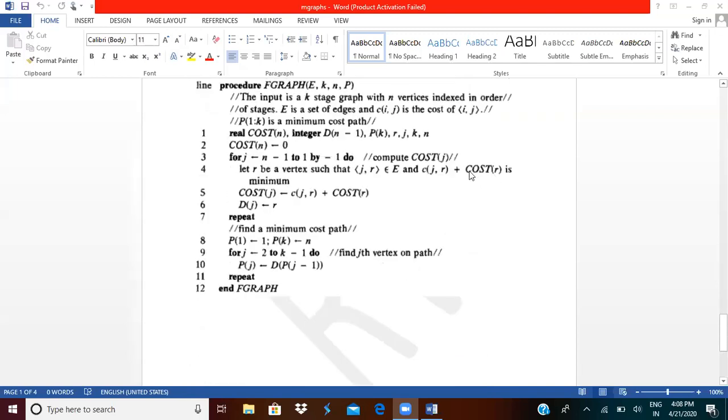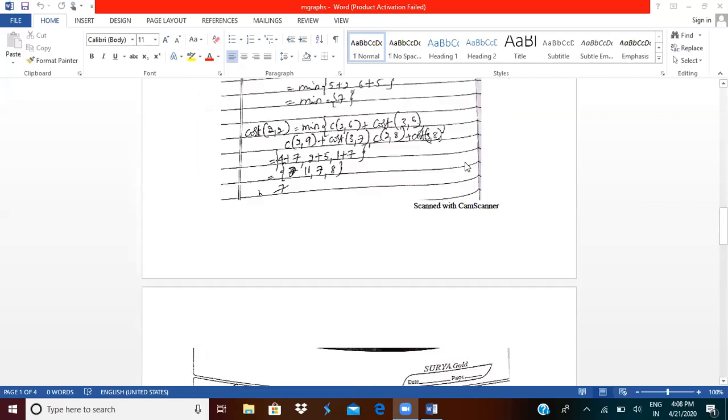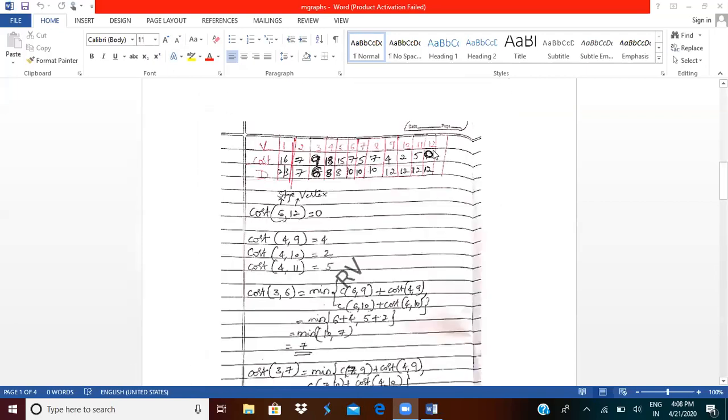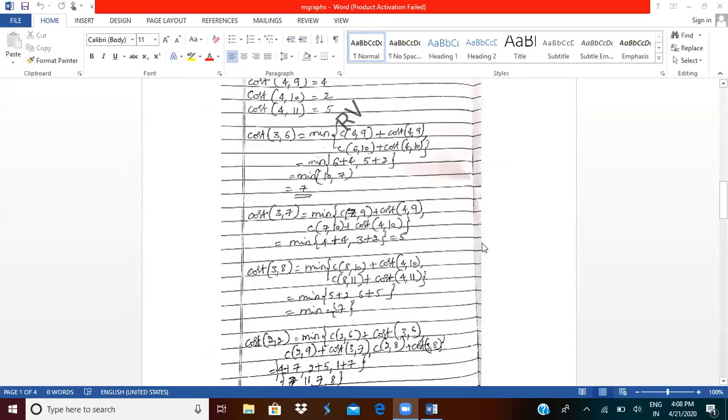12 to 12 is 0. Fifth stage r vertex, it is 12. So I'll get 12 to 12 plus, 12 to 12 is 0. That is what I have input here, 0. And what is the d I get?